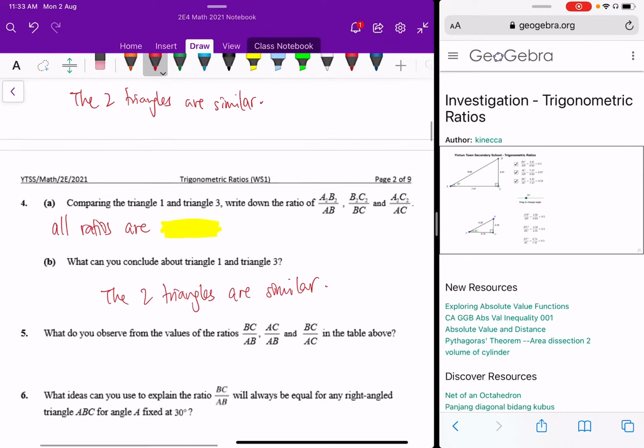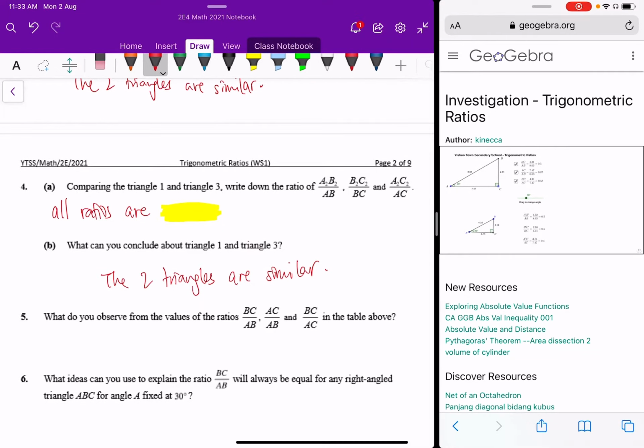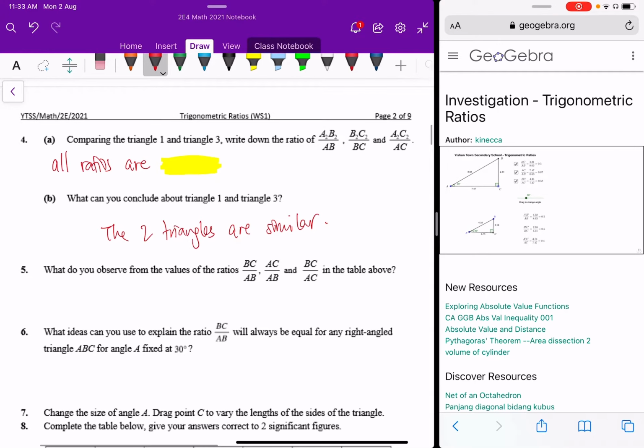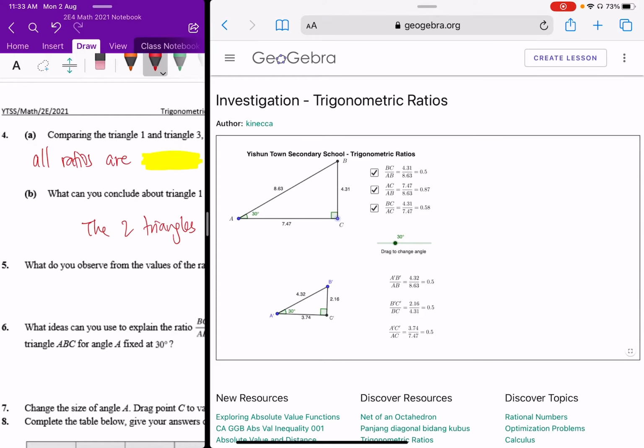Okay, so what do you observe from the value of BC over AB, AC over AB, in the table above? So from here, can you look at the ratio here? This one I just toggle on and off.